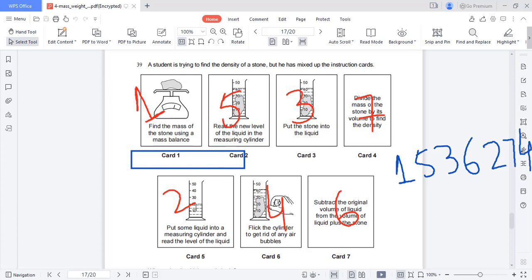After measuring the new volume, we will subtract it from the previous volume, which is here. This is the volume without the stone. This is the volume with the stone. Now we will subtract them. After getting this, that is the sixth stage. Now we have the volume of the stone and we have the mass of the stone here. Now we will divide them and then we can get the density. Okay.